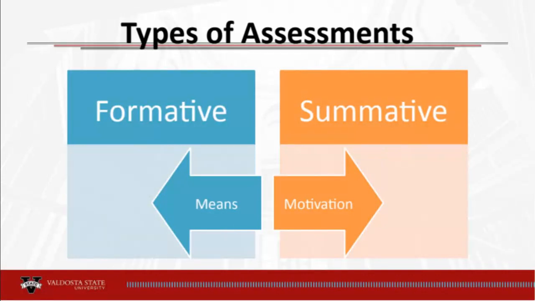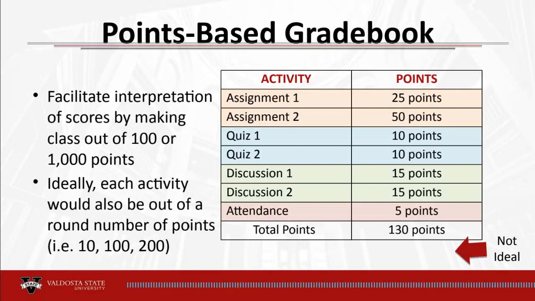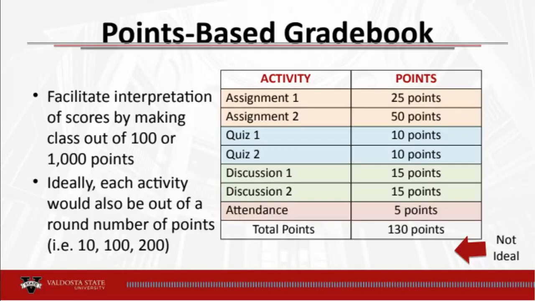Okay, so now I want to turn to thinking about different kinds of gradebooks. And we'll start with a points-based gradebook. If you look at a points-based gradebook, I've got an example here on the screen. And this gets back to what Kit was talking about at the very beginning: if you're going to use a points-based gradebook, I think it's important to facilitate interpretation of your overall grade by making the class out of some round number, right? So something like 100 or 1,000 points, where it becomes easy to know that, okay, I have 85 points, that's an 85%, right? This is the main perk of using a points-based gradebook, that it becomes very easy to see how all of the assignments contribute to the final score.